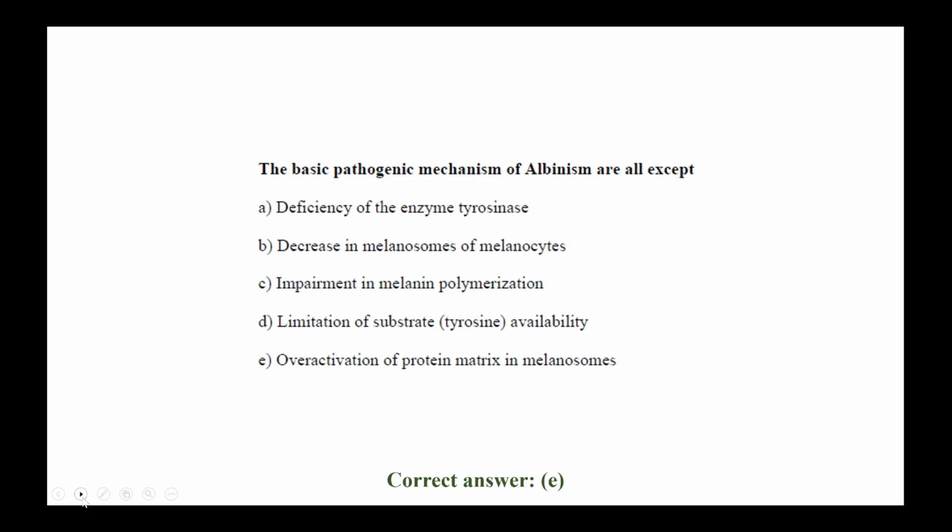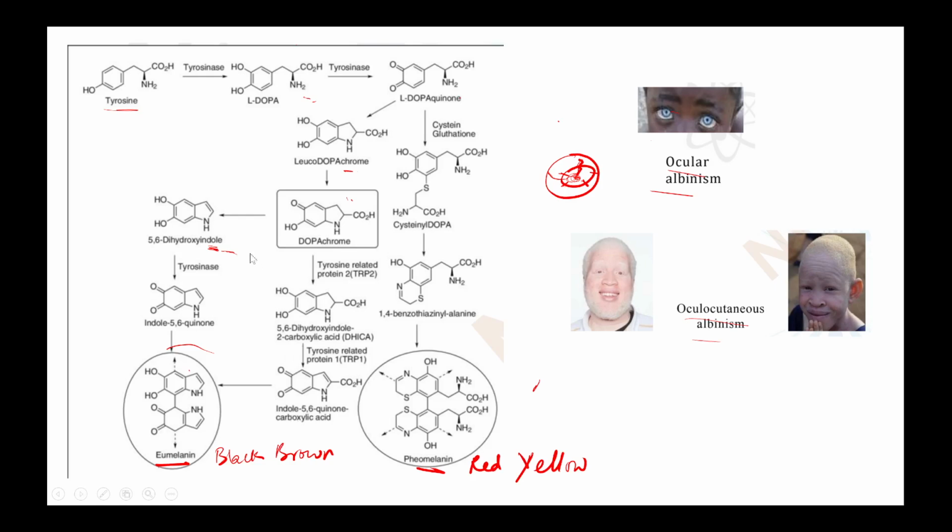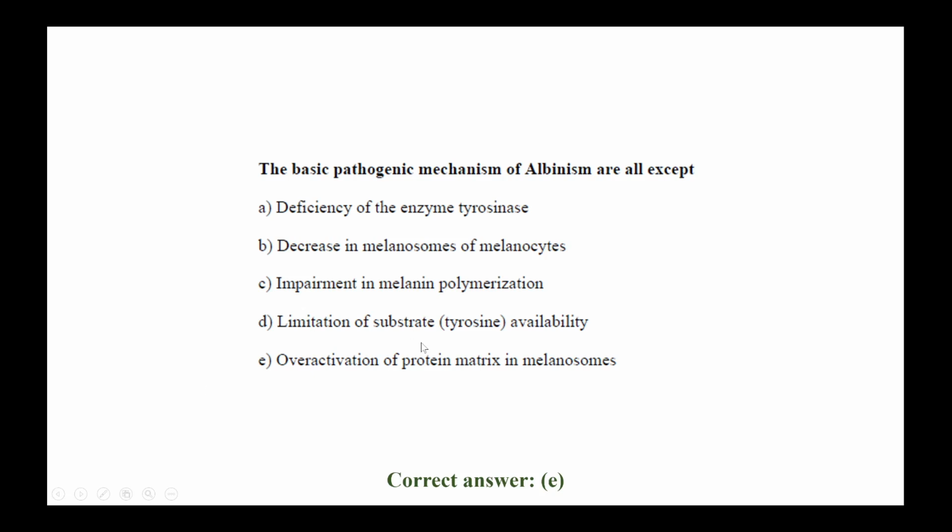Impairment in melanin polymerization. I told you these indolic compounds polymerize to form melanin. And in the case of pheomelanin, cysteinyl dopa polymerizes to form pheomelanin. So if there's impairment in this polymerization, then also it can lead to albinism because there won't be any melanin formation.